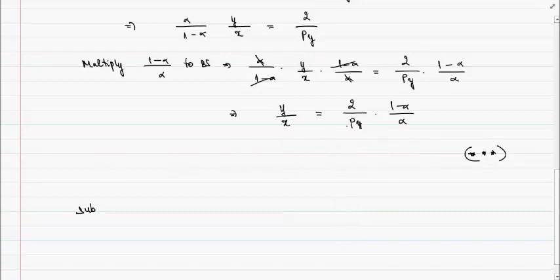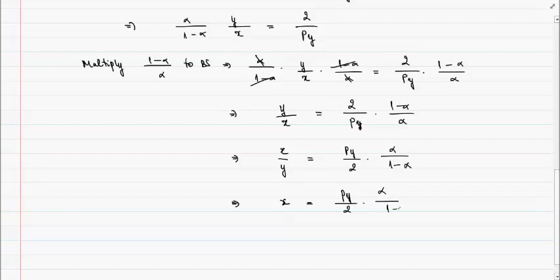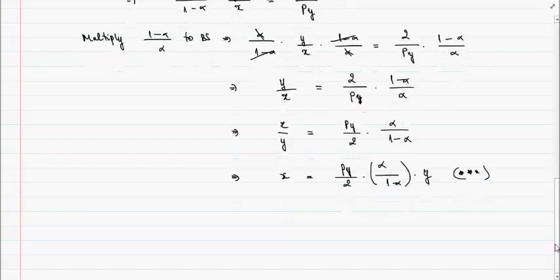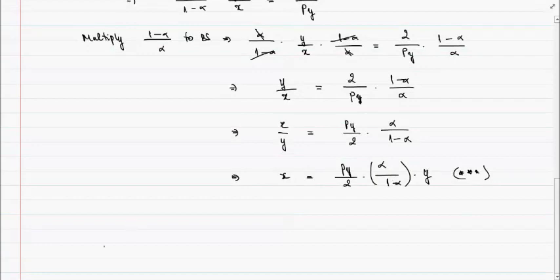Okay, so if I swap the ratio on both sides of this equation, then I will get x on y equal to py on 2 times alpha on 1 minus alpha. Okay, so I just swap the ratio, and so therefore x is going to be equal to py on 2 times alpha on 1 minus alpha times y. Okay, so the purpose of doing this is I want x in terms of y, so that when I substitute into the budget constraint, I am left with an equation of y.